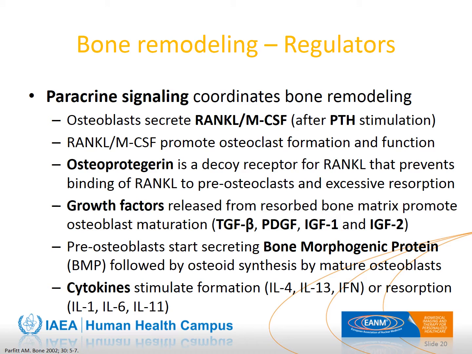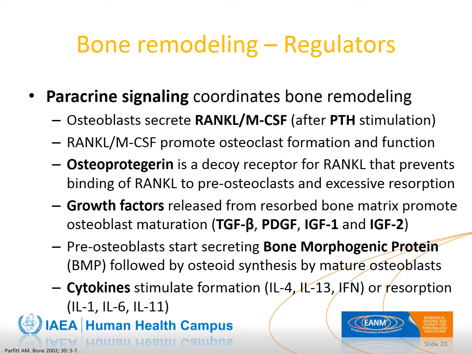Paracrine signaling is crucial in the regulation of bone remodeling, and this process can be summarized as follows. After PTH stimulation, osteoblasts will start to secrete RANKL and MCSF that will in turn promote osteoclast formation and function. Osteoprotegerin, or OPG, is a decoy neutralizing receptor for RANKL and also TRAIL that prevents binding of RANKL to pre-osteoclasts and thus prevents excessive activation of bone resorption.